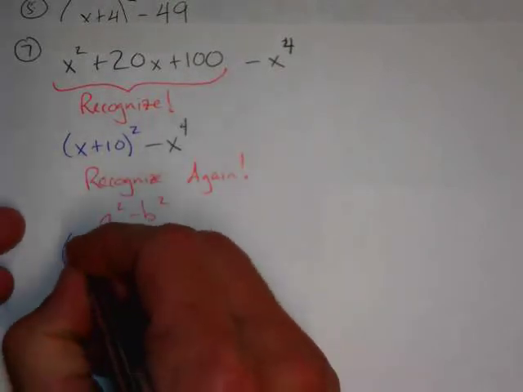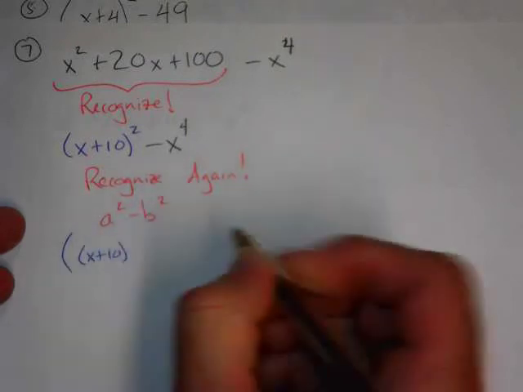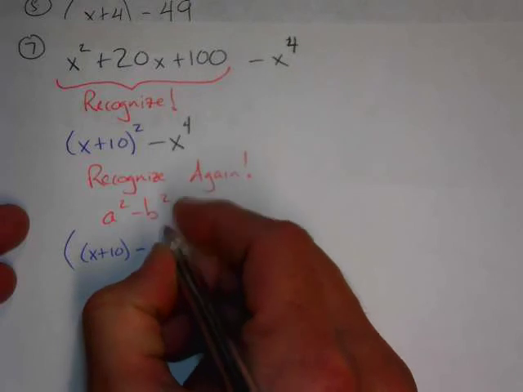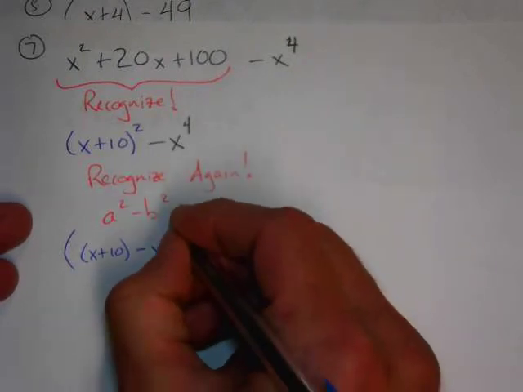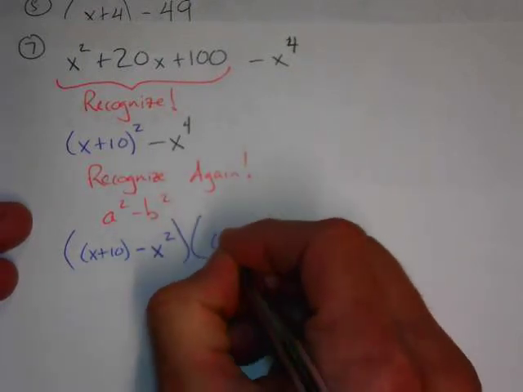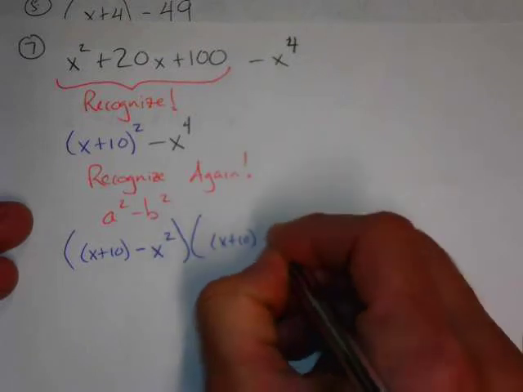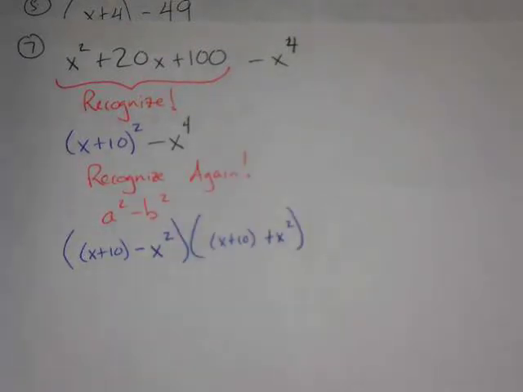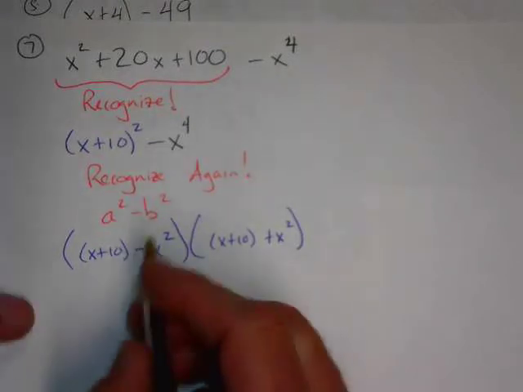So we have one perfect square, x plus 10, minus x squared, and then the same term plus x squared. So we have our two factors, and this is a fun one. This is a really fun one. Now, what we can do from here to make it look pretty is simplify each one.